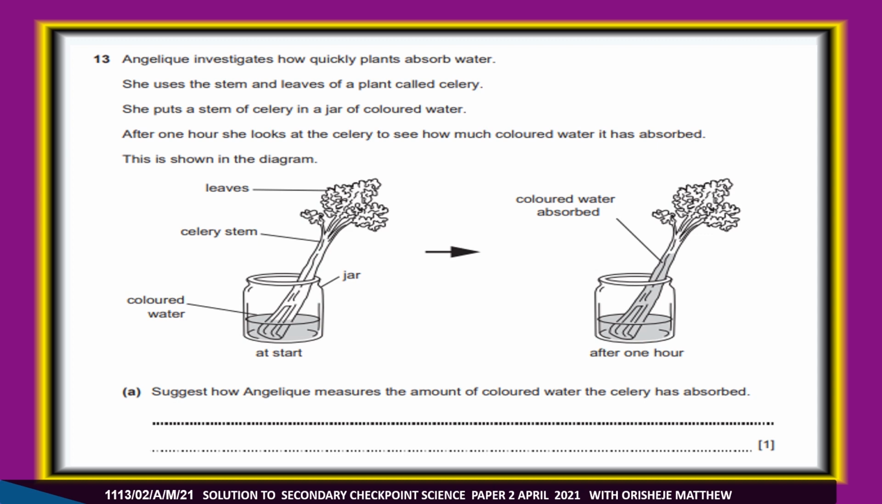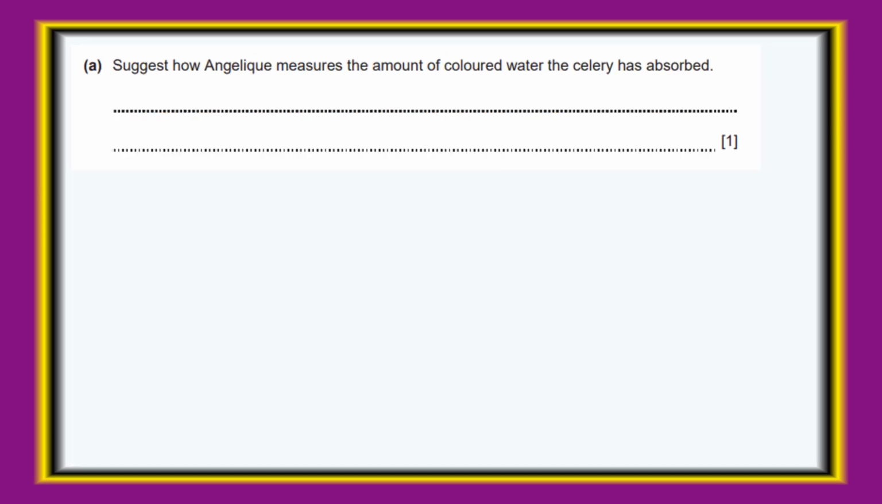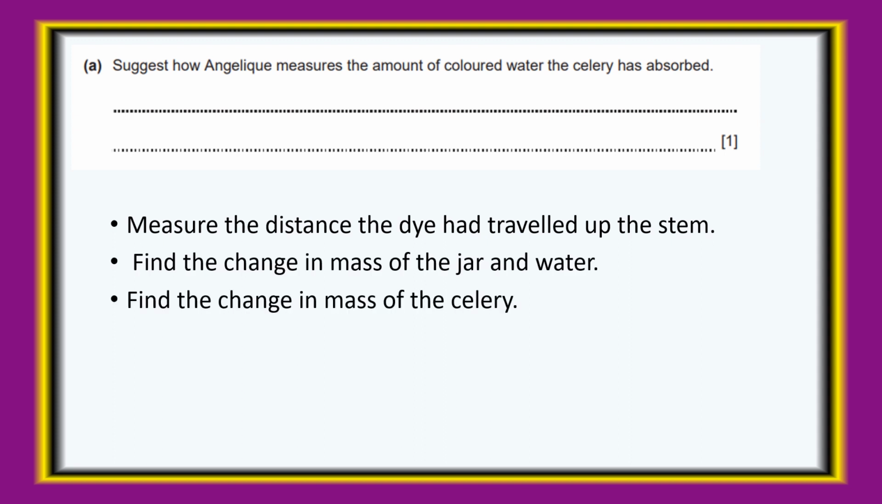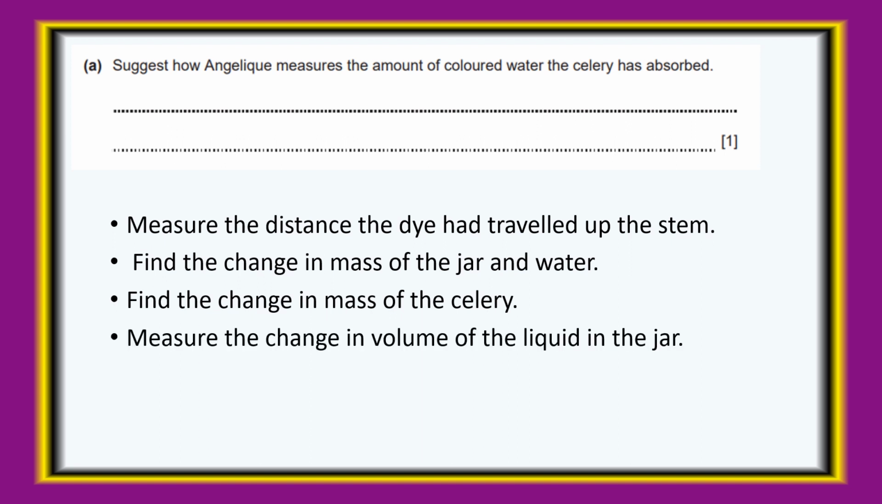Suggest how Angelique measured the amount of colored water the celery have absorbed. Measure the distance the dye has traveled up the stem. Find the change in mass of the jar and water. Find the change in the mass of the celery. Measure the change in volume of the liquid in the jar.